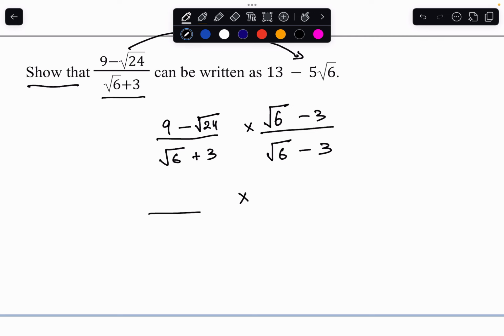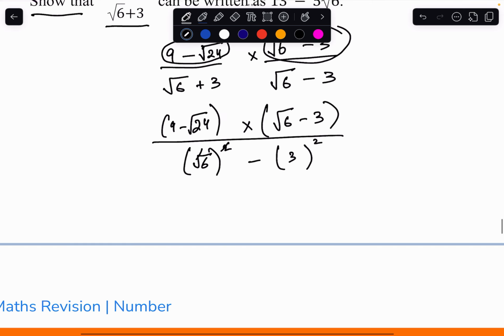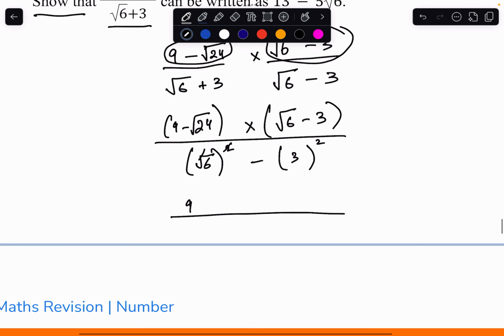This is a minus b, a squared minus b squared. That's the formula of a squared minus b squared. This will cancel this. Now in the top we are multiplying this together. 9 minus 2 root 24 times root 6 minus 3. That gives us 9. 24 can be written as 2 into 12. And 12 can be written as 4 into 3, which is 2 times 3.